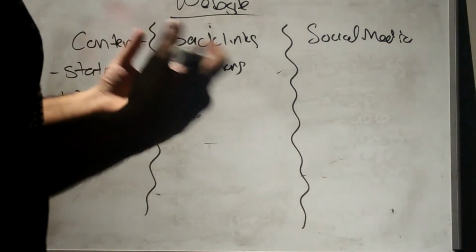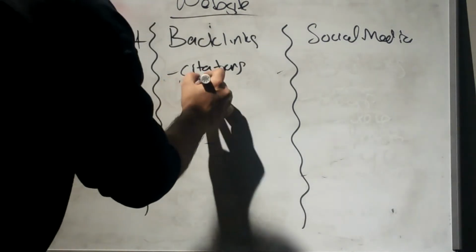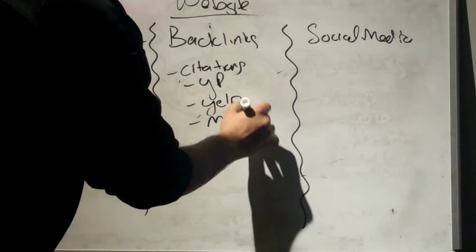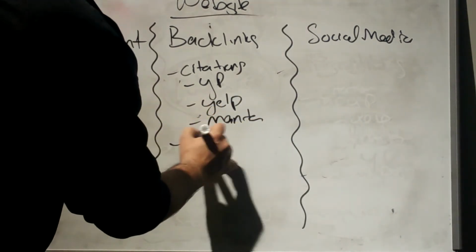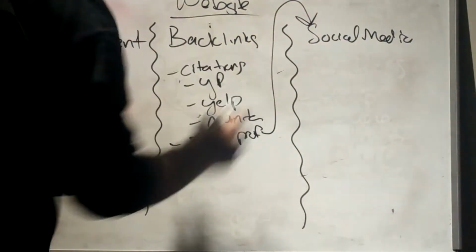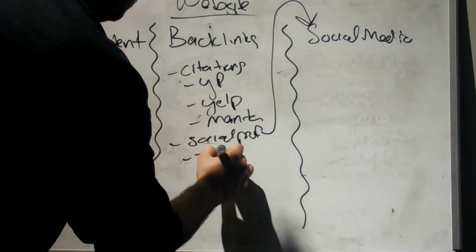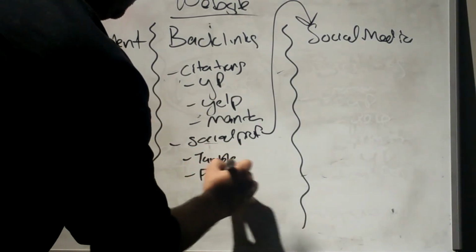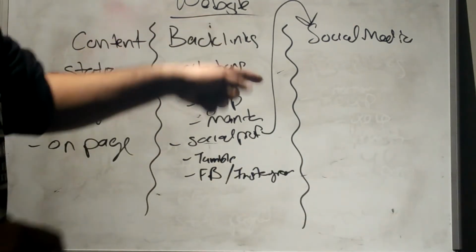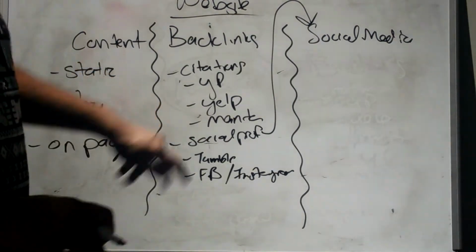Citations are anytime you're mentioned. So this could be in a directory like Yelp, Yellow Pages, right? Manta. You have your social profiles, right? Social media accounts for backlinks. So social profiles would be like Tumblr, Facebook, Instagram, right? Every time you make a new social media profile, there's a little link you get and it links back to your website. That's a backlink.